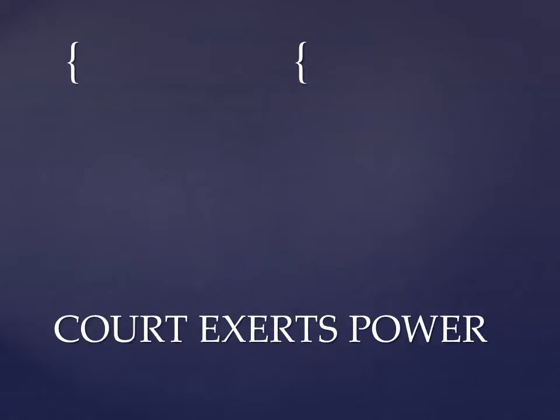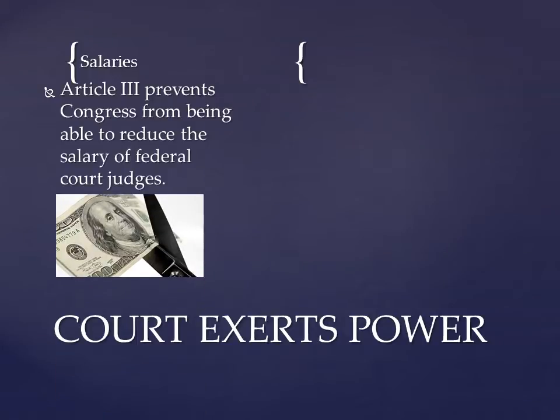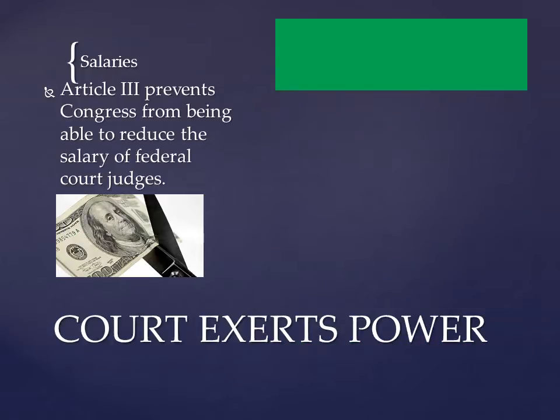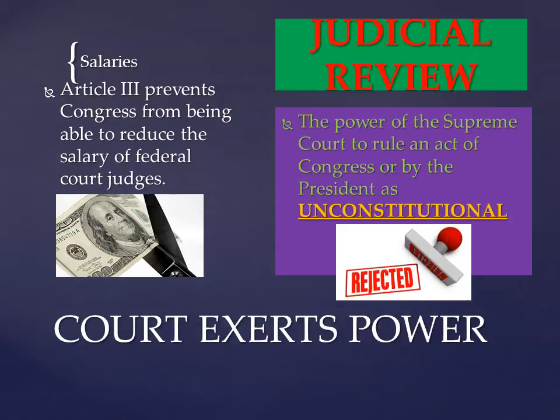The court, of course, was given a little bit of power against the other branches as well. For example, the Constitution clearly states that Congress should never have the authority to reduce the salary of members of the court to try to influence their decisions. But of course, the court's biggest power over the other 2 branches is what we call judicial review. Judicial review is the power of the Supreme Court to rule that an act passed by Congress or signed by the President is unconstitutional.